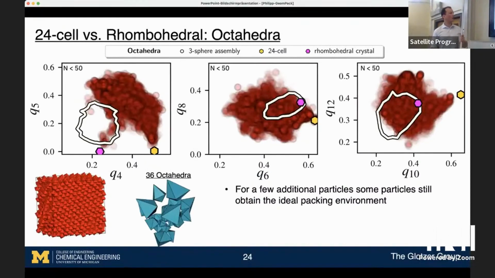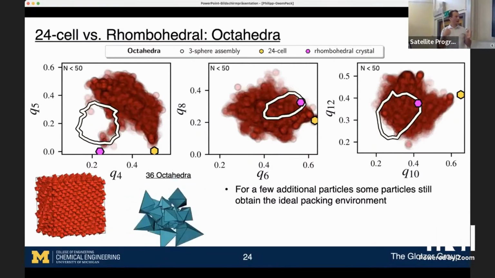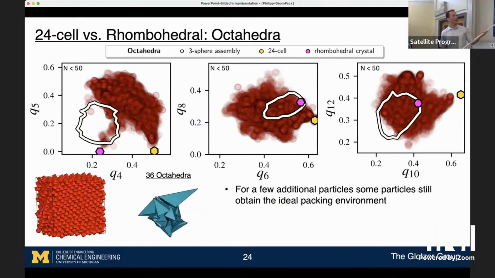If I phrase the question like this, then it's probably not. So if we now look at the octahedra, which form a rhombohedral crystal, we can see a different tendency here. If you have the 24 cell and add a couple of particles, for example, 36 cell, you can see that you still get this face-to-face alignment, which still favors something very close to the ideal 24 cell, and then again branches out into this region, which can again be seen as the defects.